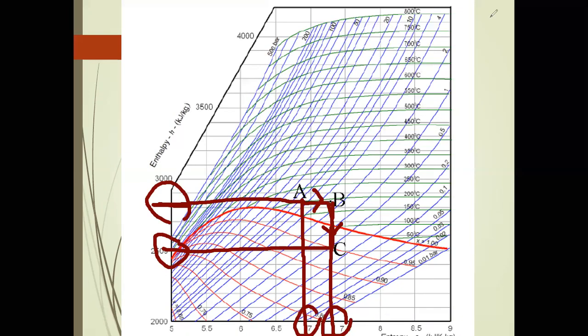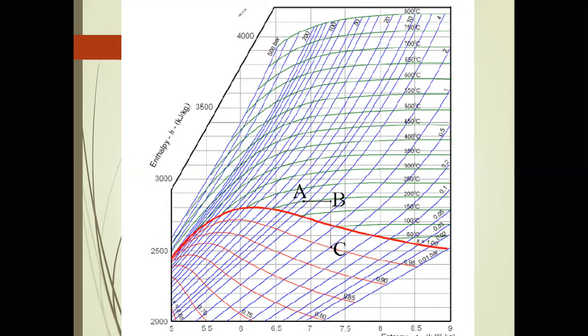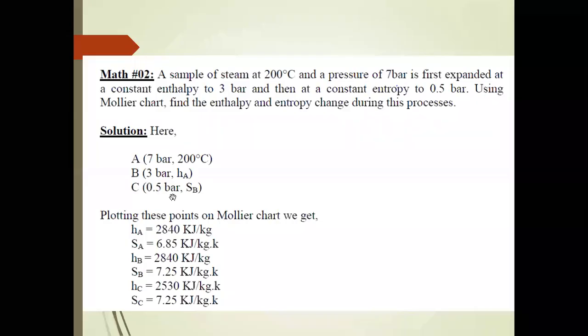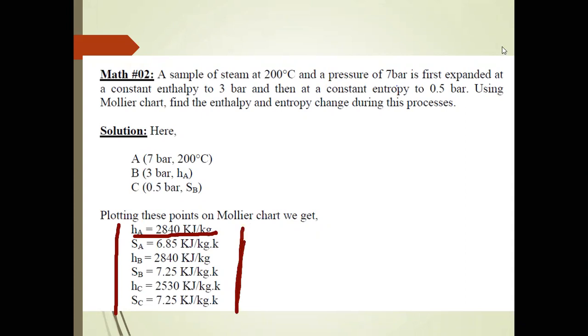Let's see what the values are. You see that they have already been found out. After plotting all three points, we get all the values here. The enthalpy at A is 2840, then the entropy is 6.85. In this way we get all 6 values. Now we will just subtract from A to B point.